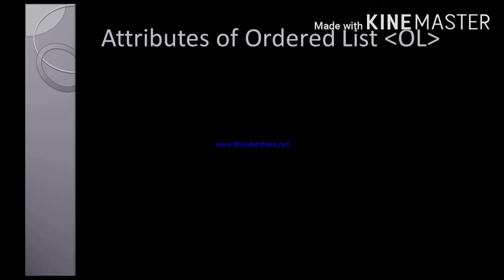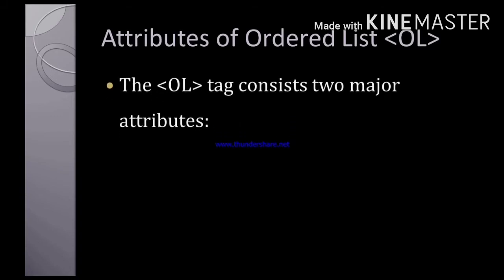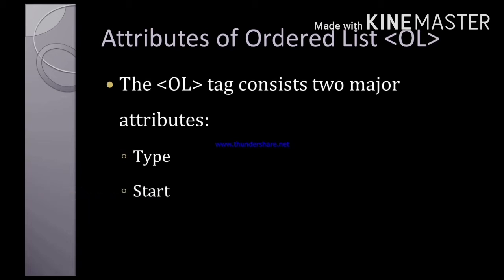Attributes of ordered list. The OL tag consists of two major attributes. First is type and second is start. Now what is type and what is start? Let us see.